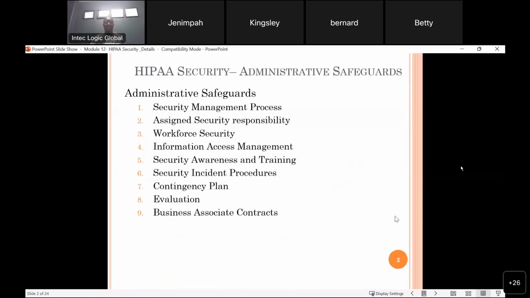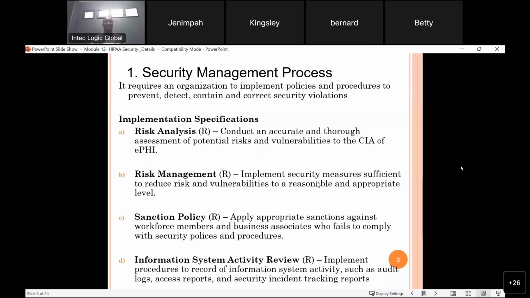So let's start with the HIPAA security administrative safeguards, right? We say it has 9 standards under administrative safeguards. We have 9 standards: security management process, assigned security responsibility, workforce security, information access management, awareness and training, incident procedure, contingency plan, evaluation, business associate contracts. So let's take them one by one.